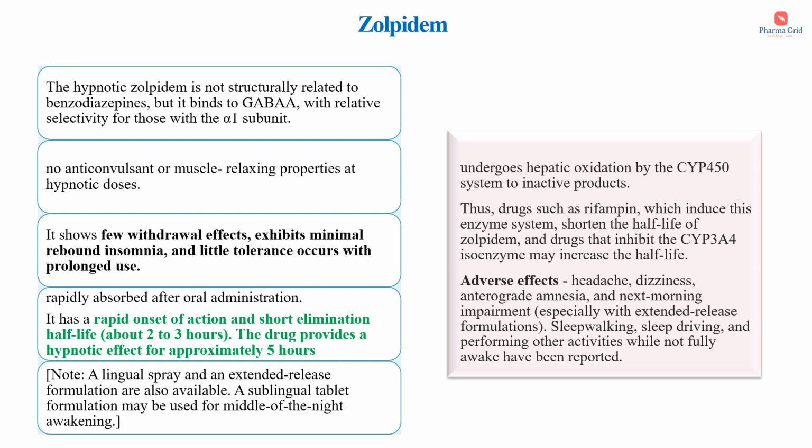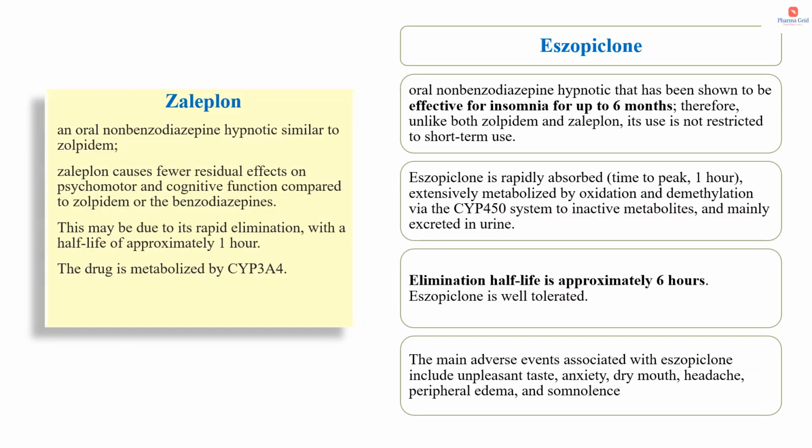Adverse effects include headache, dizziness, anterograde amnesia, and next morning impairment. This next morning impairment is especially with the extended release formulations. Then sleepwalking, sleep driving, and performing other activities while not fully awake have been reported. Next drug is zaleplon. It is an oral non-benzodiazepine hypnotic similar to zolpidem. Zaleplon causes fewer residual effects on psychomotor and cognitive function compared to zolpidem or the benzodiazepines. This may be due to its rapid elimination with a half-life of approximately 1 hour. The drug is metabolized by CYP3A4.